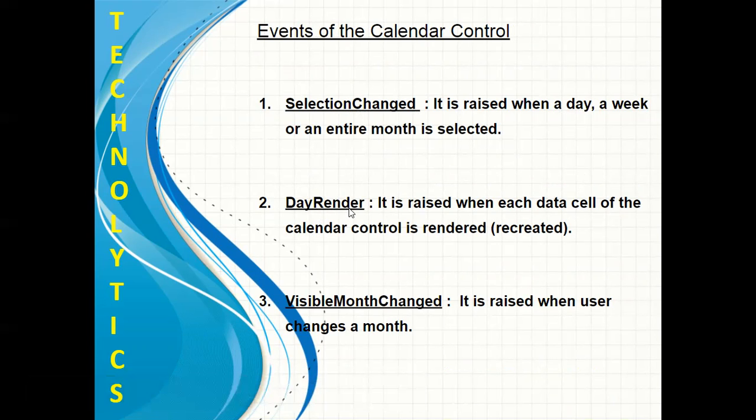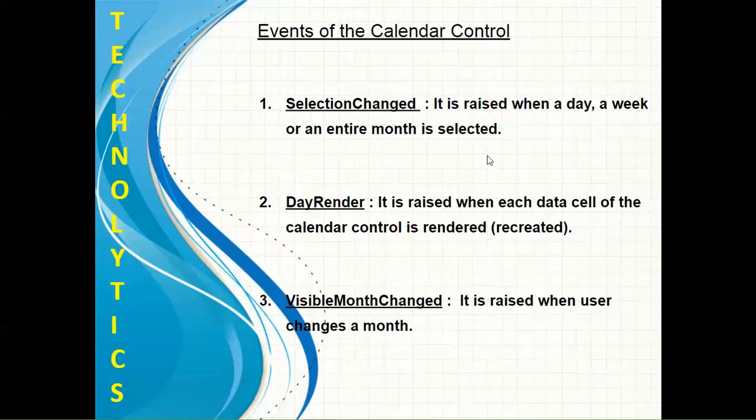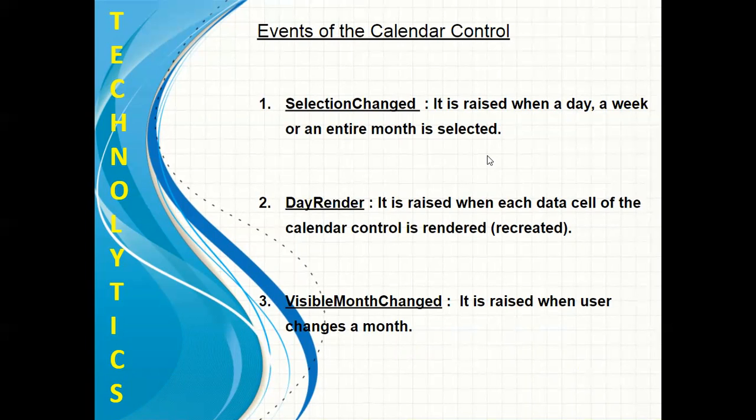Next is day render. It is raised when each data cell of the calendar control is rendered or recreated. If you want to change the style of a particular day, or maybe the entire day range, in that case, which event will occur? Day render.